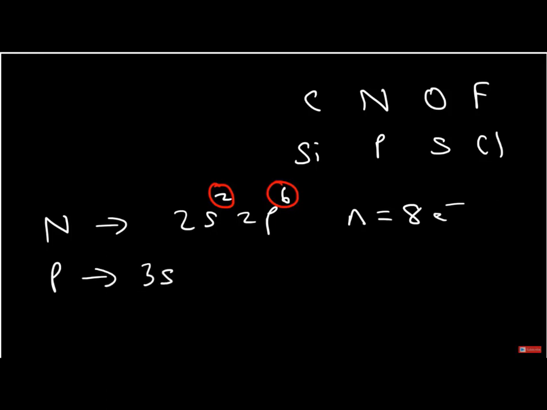Phosphorus is in the third row. So in the third energy level, you have the 3s sublevel, the 3p sublevel, and the 3d sublevel. Therefore, in the third energy level, you can have up to 18 electrons. And that's why elements like phosphorus, sulfur, and chlorine can have expanded octets. If they're the center atom, they can have more than 8 electrons. Sometimes you might see them have 10, sometimes even 12. So just keep that in mind.